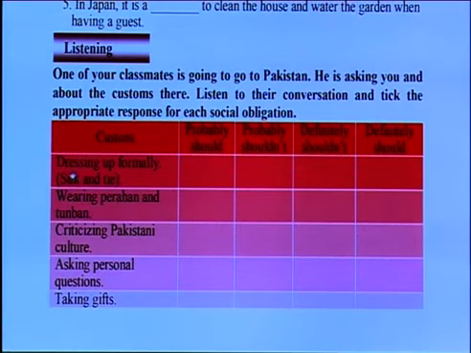Would I or should I dress up formally? The other person can say probably should.